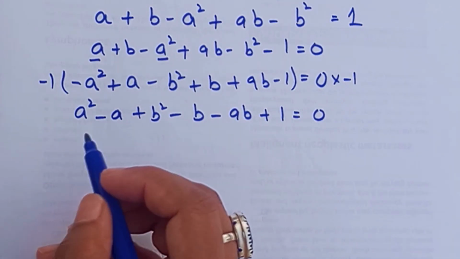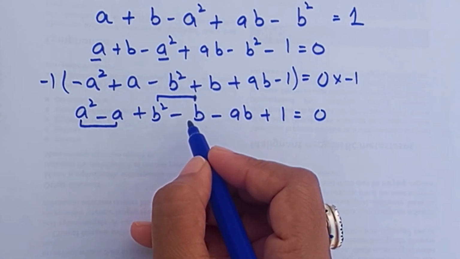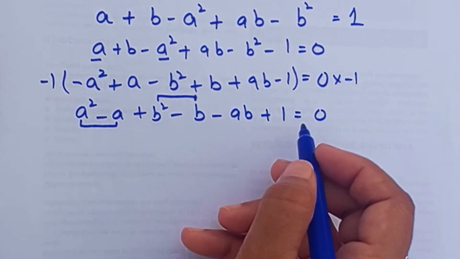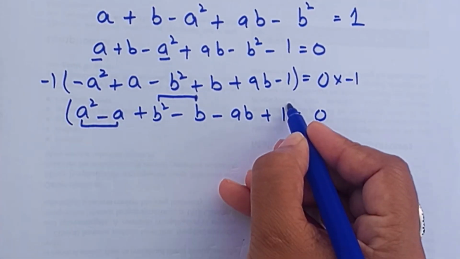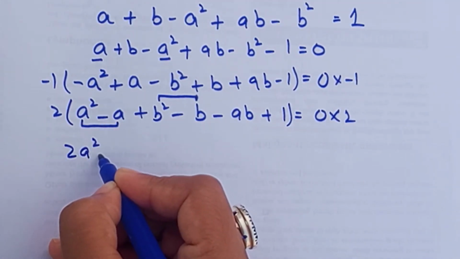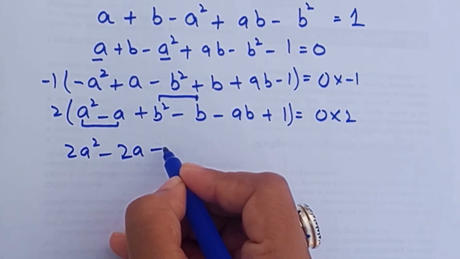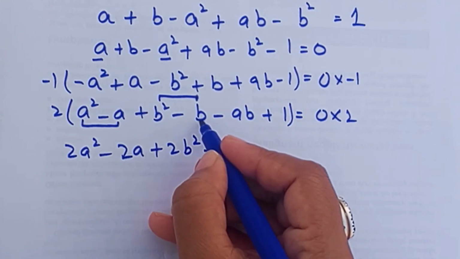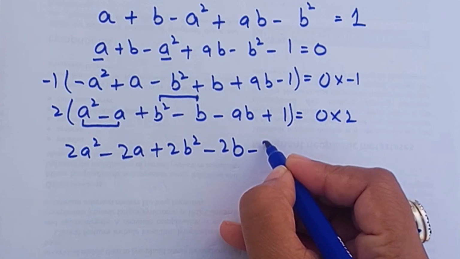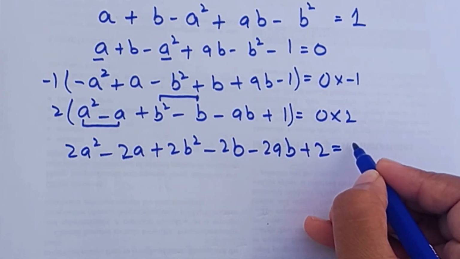Now in the next step we want to make this value and this value a quadratic expression. So for this we multiply this equation by 2 on both sides. So multiply this side by 2 and also multiply this side by 2. So this will become 2 times a square. This will become minus 2 times a. The third term will become positive 2 times b square. The fourth term will become minus 2 times b, and this will become minus 2 times product of ab. This last term will become positive 2, and 0 multiply 2 is just 0.